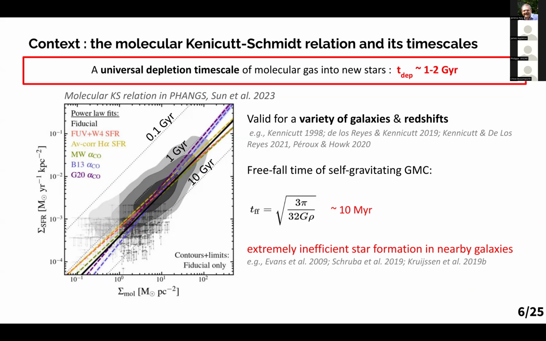So there is a tension between the timescale that you would expect at small scale if the gas is collapsing without any support, and the timescale of entire galaxies, which indicates that in galaxies, star formation is actually extremely inefficient. So most of the gas is sitting there, but is not actually collapsing and forming stars directly.